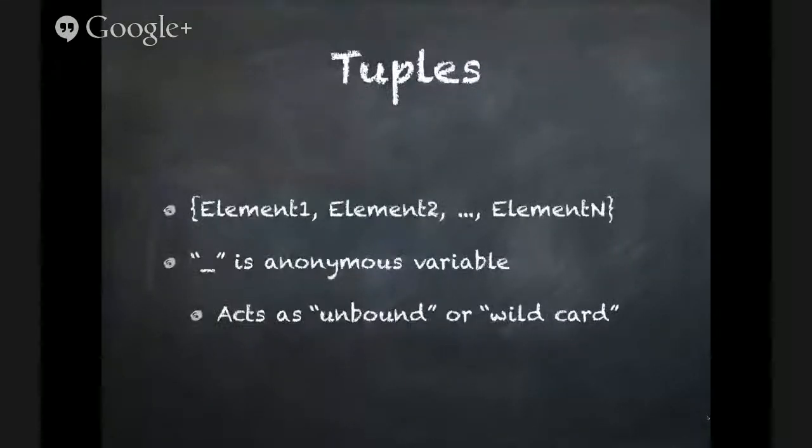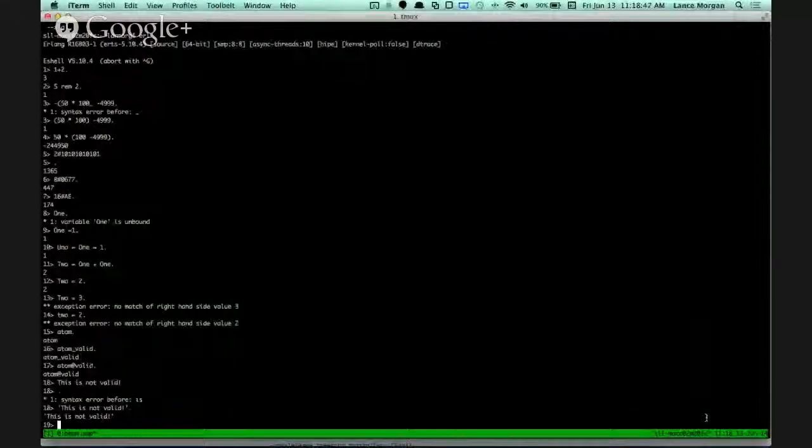So tuples was another new concept to me. Basically, the form is the curly brackets and then a comma-separated list of elements. The underscore is an anonymous variable, which kind of acts as a wildcard. You could think of this like a set amount array almost. So we'll demonstrate that one.